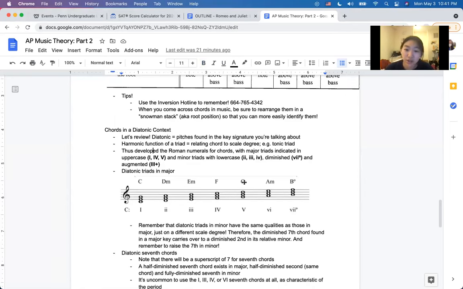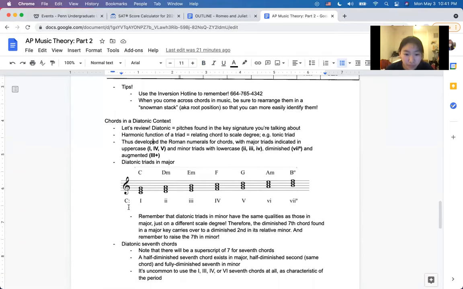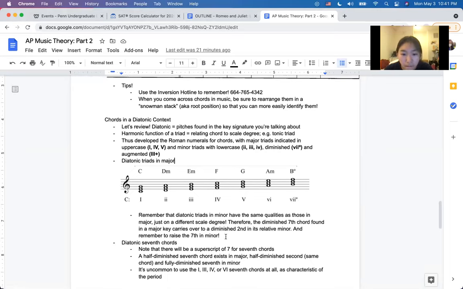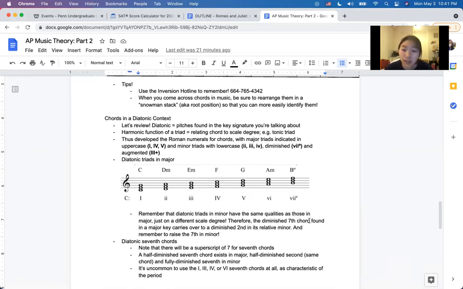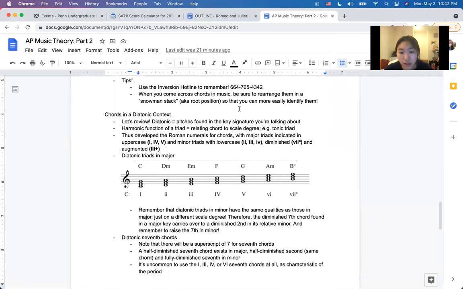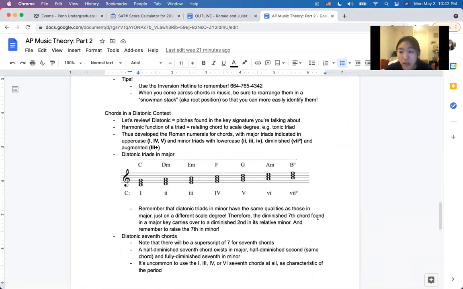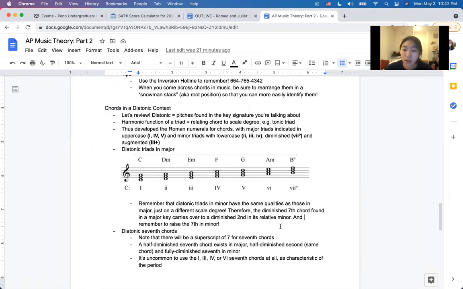So for diatonic triads in major, here is a really helpful graphic as to the major and minors of them. Notice how only the seventh is diminished. Diatonic triads in minor actually have the same exact qualities as they do in major, just in a different scale degree. So for instance, the diminished seventh chord I just mentioned in a major key carries over to a diminished second in its relative minor, since they're a step and a half apart, as you know. And also remember to raise the seventh in minor.